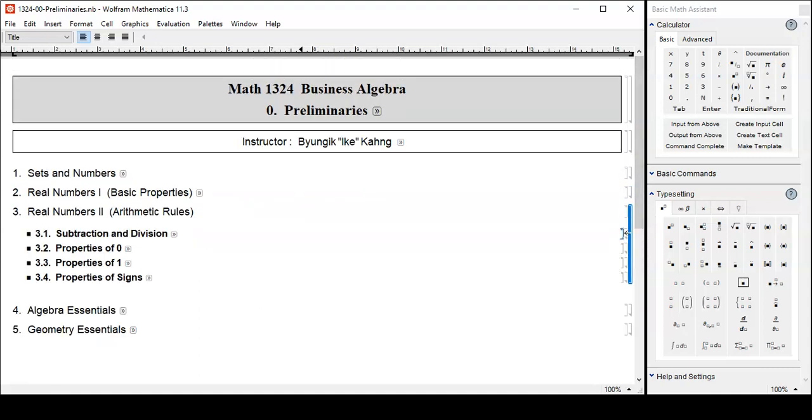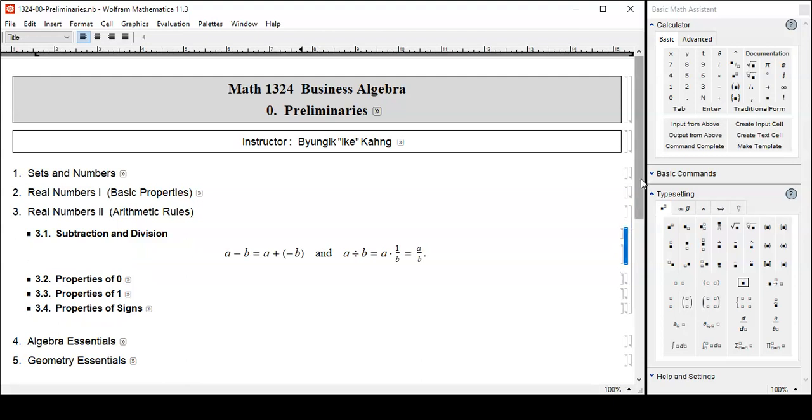And the very first topic is how to define subtraction and division. Basically, subtraction is adding the additive inverse. You see, this subtraction by b, which I'm highlighting in red, is actually adding negative b. So this negative sign is actually part of the next number. The same goes for multiplication. Division is nothing more than multiplying by the reciprocal, the multiplicative inverse.